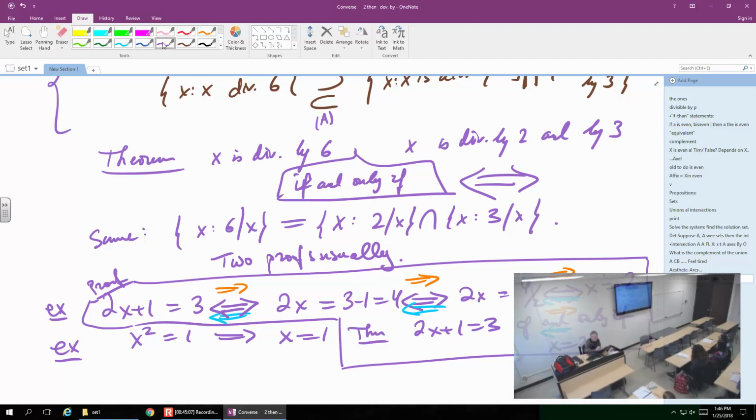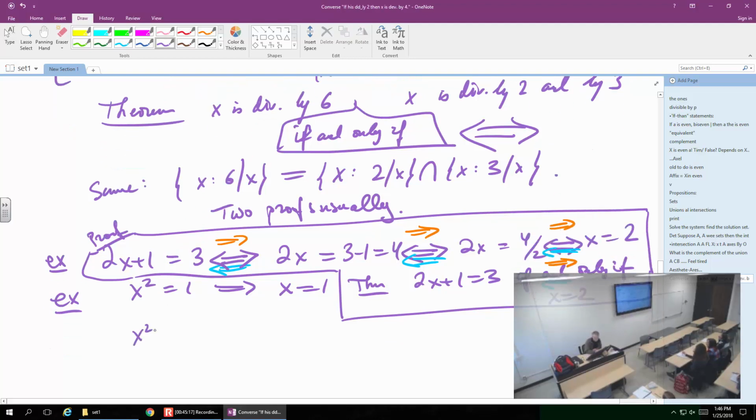That's usually, even with algebra, slightly complicated. So, for example, here I would have x squared is equal to 1. If I want an equivalent statement, what is the equivalent statement of x squared equal to 1?